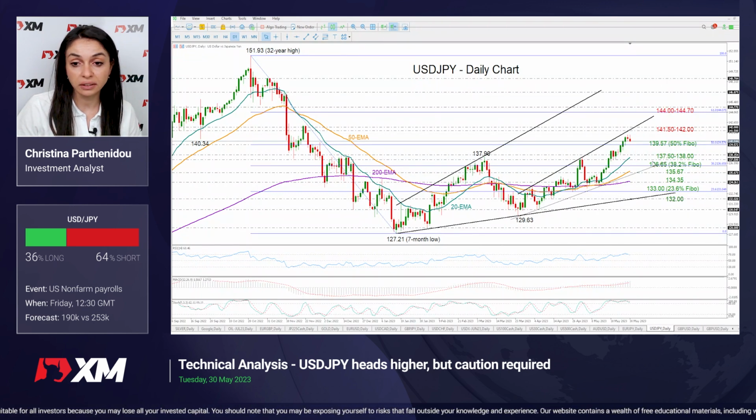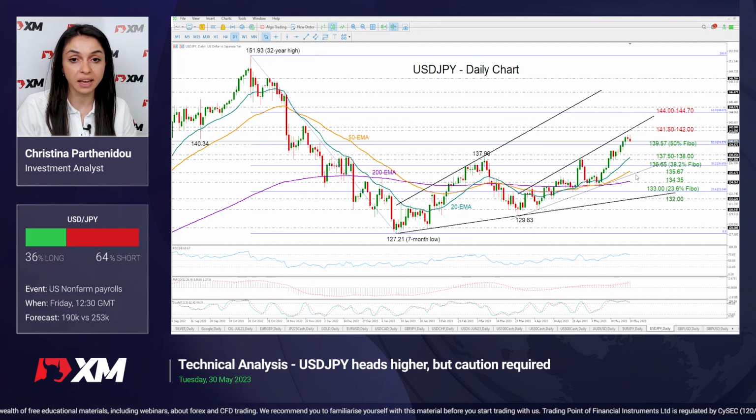Slightly lower than that, some consolidation may emerge near the 38.2% Fibonacci of 136.65, while traders may get more upset if the price breaks this thin support trend line around 135.67.